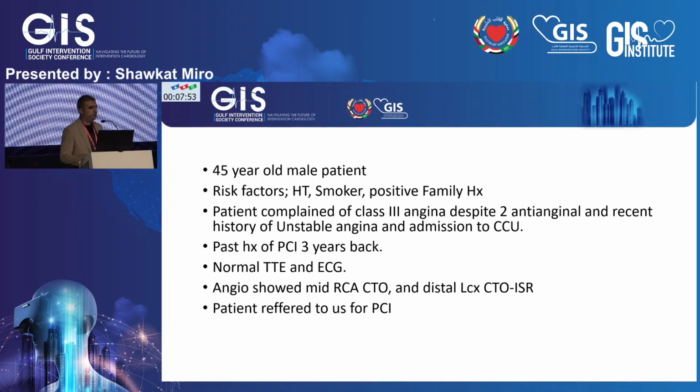I'm going to present a case of RCA CTO. My patient is a 45 year old male with multiple risk factors and a strong family history. The patient had class 3 angina despite receiving maximal optimal medical therapy, and he had a history of admission for unstable angina ACS and admission to the coronary care unit 1 month back.